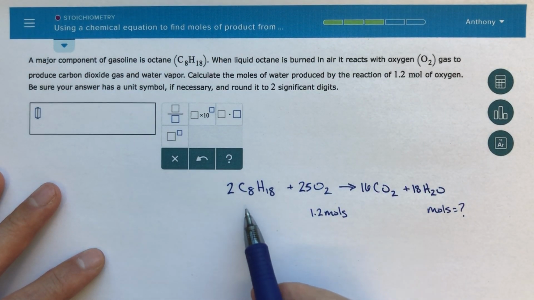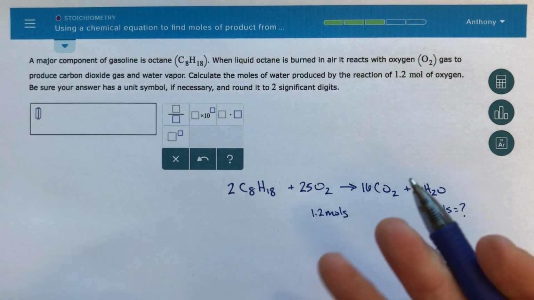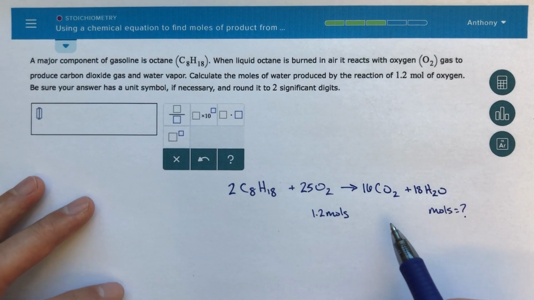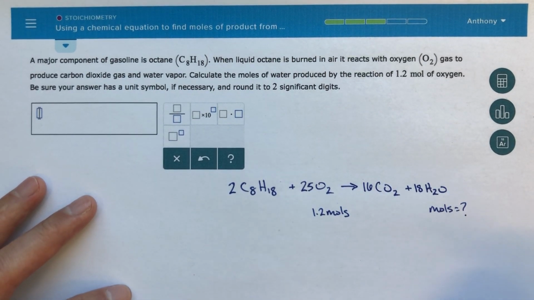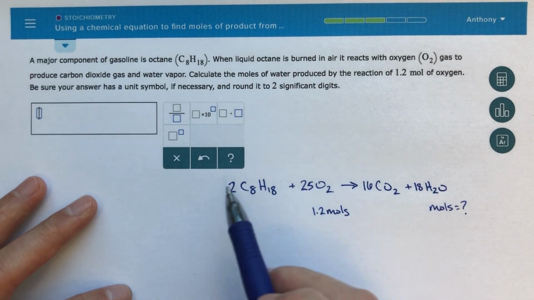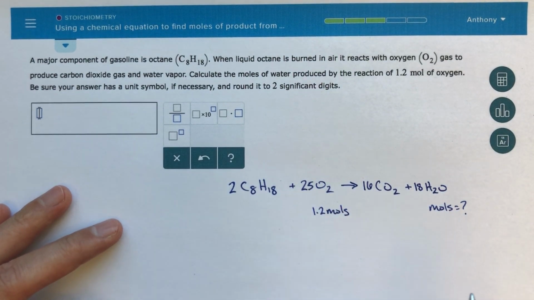I'm not going to spend too much time going over how I figured that out, but practice that. Practice balancing these chemical reactions. It's necessary to really understand the next step of this process. But this is the proper way to balance this. If you have trouble with this, definitely let me know, and we can work on that. But we need to be able to balance this chemical reaction.